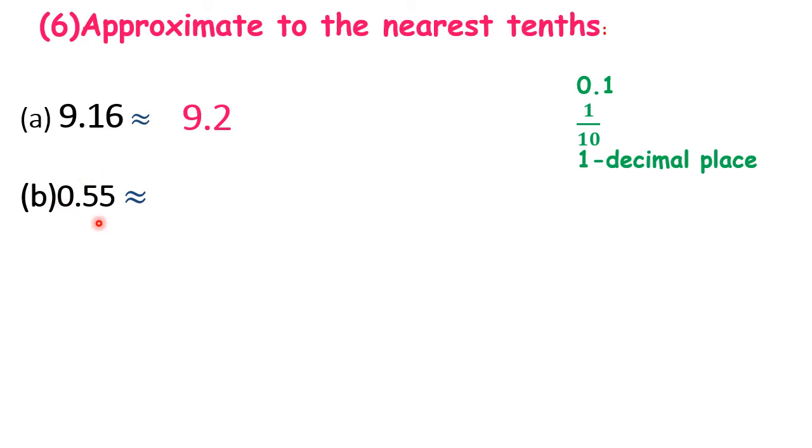0.55. Put a line in 5 and look at the number before. 5 is a strong number. Give me 1. 5 plus 1, 6. 0.6. And 5, good boy.